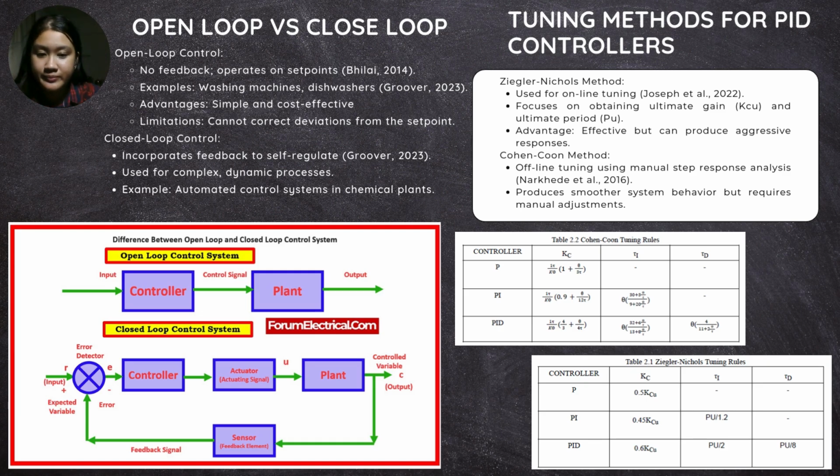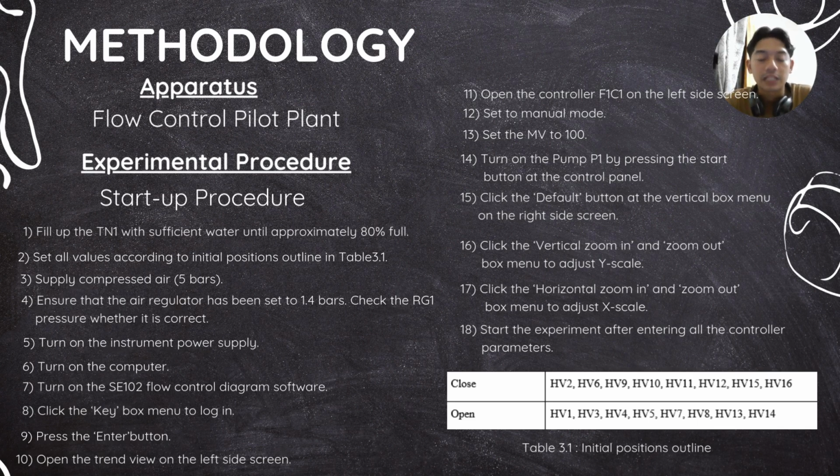Thank you. Hi, my name is Ahmed Shafiq, and I will present the methodology of the experiment in the startup procedure. First and foremost, the apparatus that we are using for this experiment is the flow control pilot plant. For the startup procedure, the first step is we fill up the TN1 with sufficient water until approximately 80% full and set all valves according to the initial position outlined in table 3.1, as you can see at the right bottom of this slide.